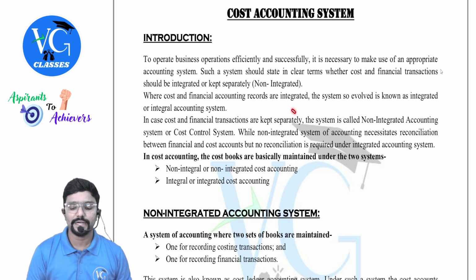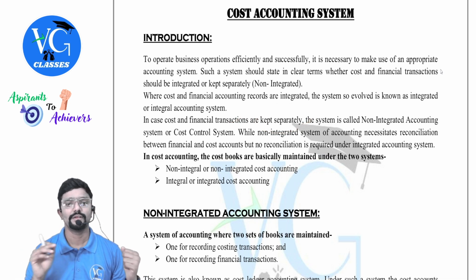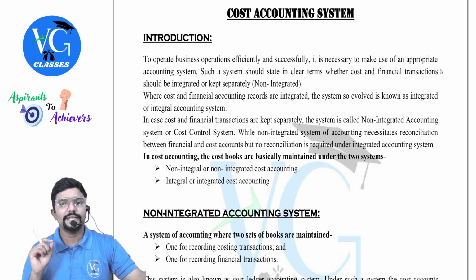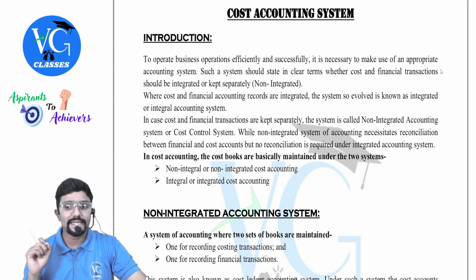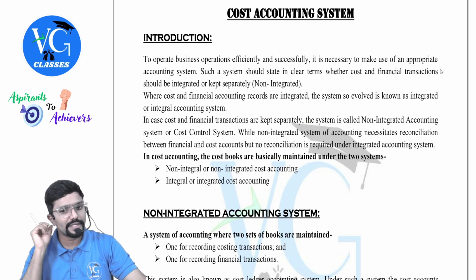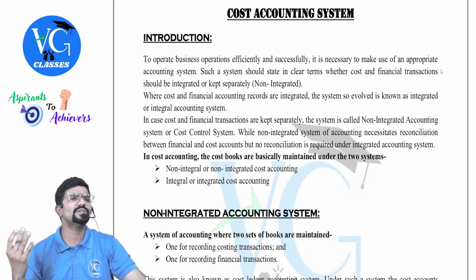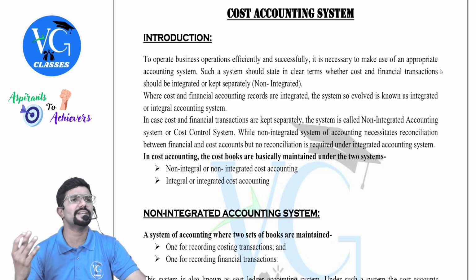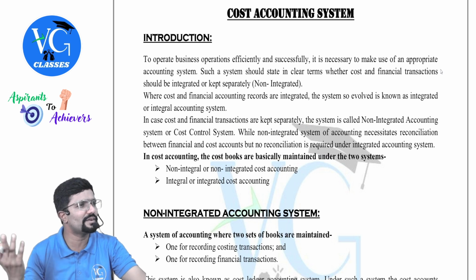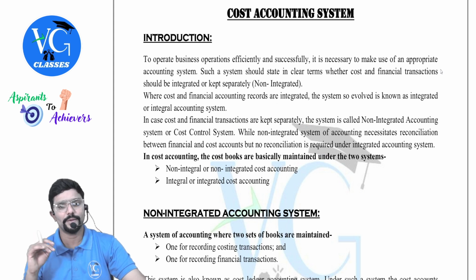When it is kept separately, we call it as dash, or it is called as dash. While non-integrated system of accounting necessitates reconciliation between financial and cost accounts, no reconciliation is required under integrated accounting system. Why is there no reconciliation required under integrated? Sir, we maintain only one book, one profit. With whom will you reconcile? There is no need to reconcile.